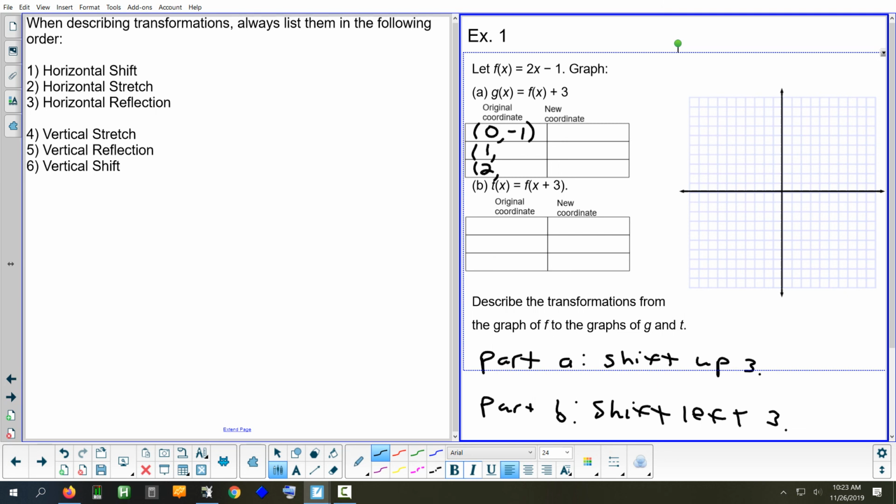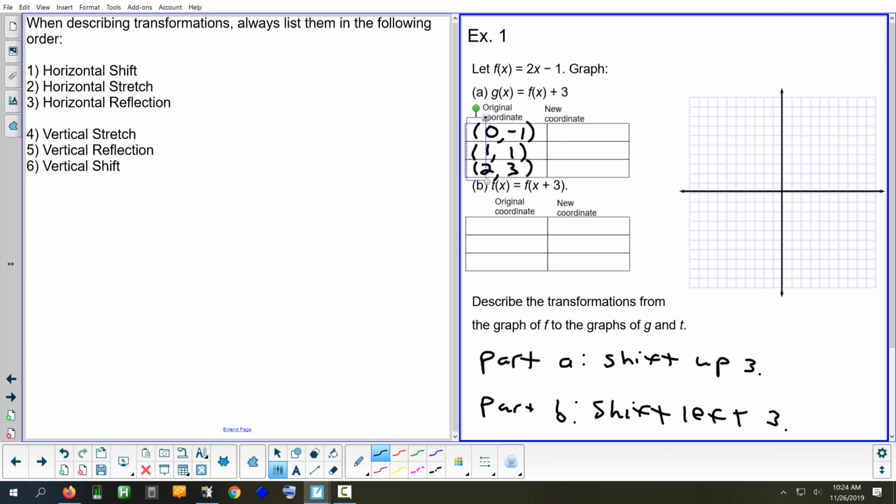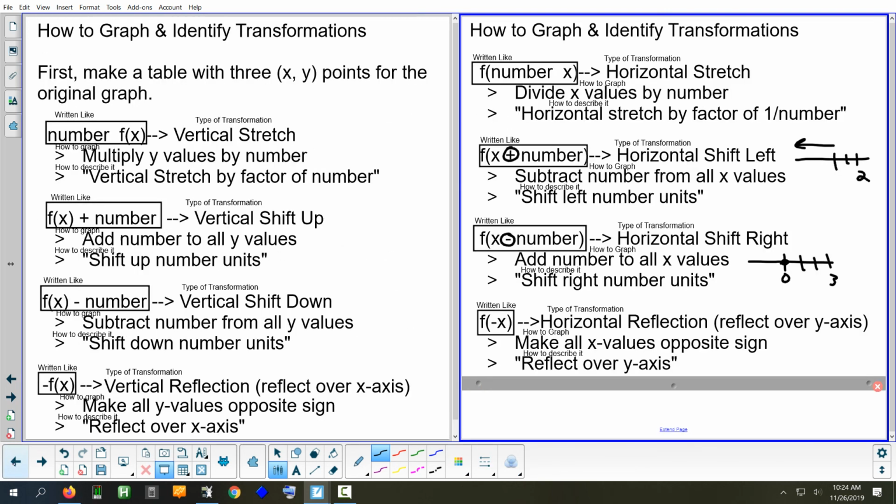Now let's do 1. What's 2 times 1? 2. Take away 1. 1. All right? Now plug in 2. What's 2 times 2? Take away 1? 3. Okay. Now look at what we did for part A. We shifted up 3. So what I want to do now is take all of these original coordinates, these are just 3 sample originals, and I want to know what would happen if you shifted them up 3. So let's look at the directions for how to do that.